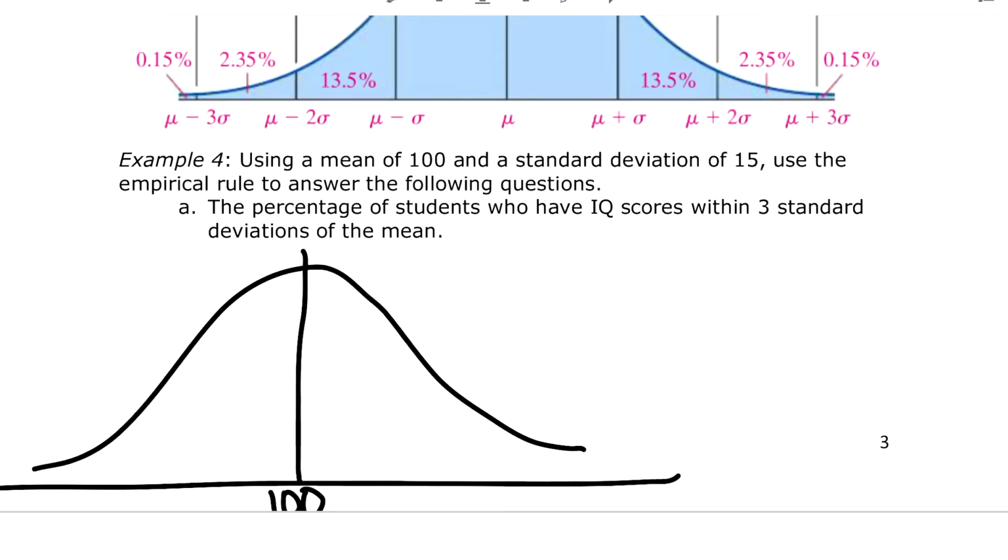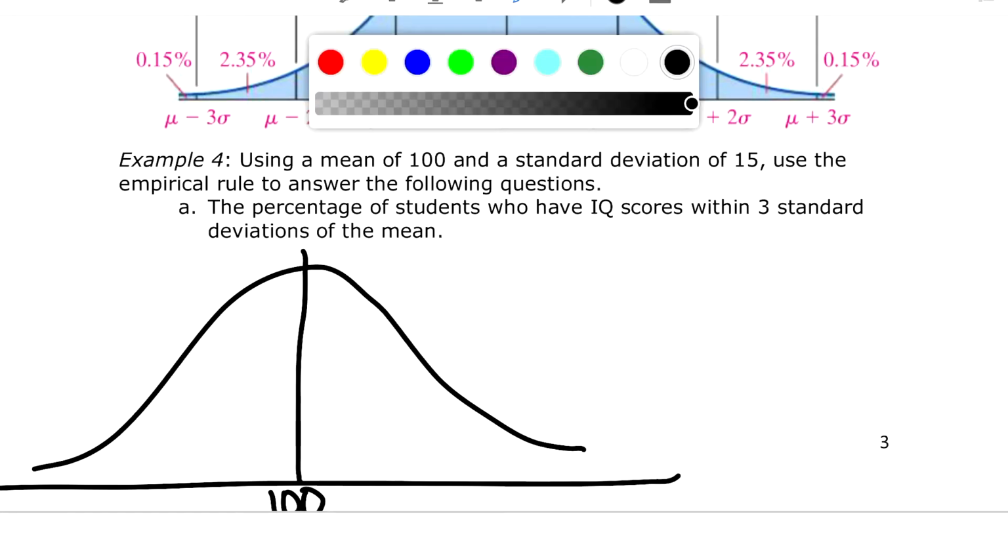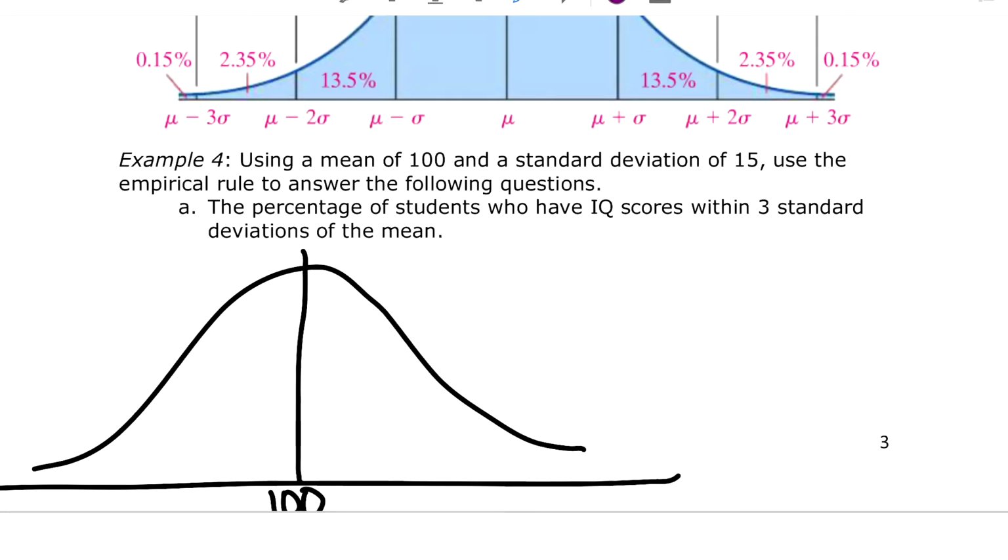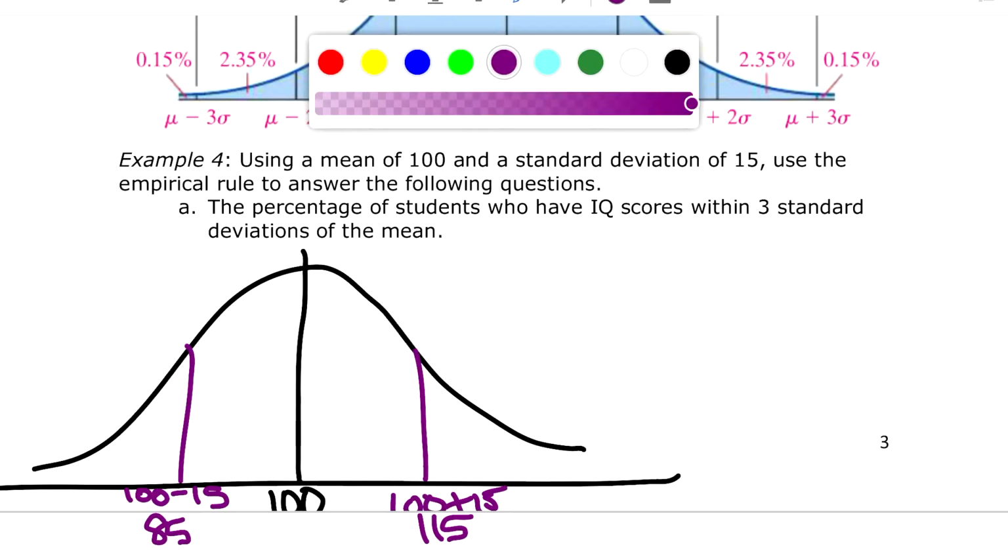And then I'm going to start going out with the standard deviation. One standard deviation above the mean will be about here. So I'm going to take 100 and add 15 to it, which gives me 115. And then below the mean, I'm going to take 100 minus 15, which is 85. Okay, 85 and 115.